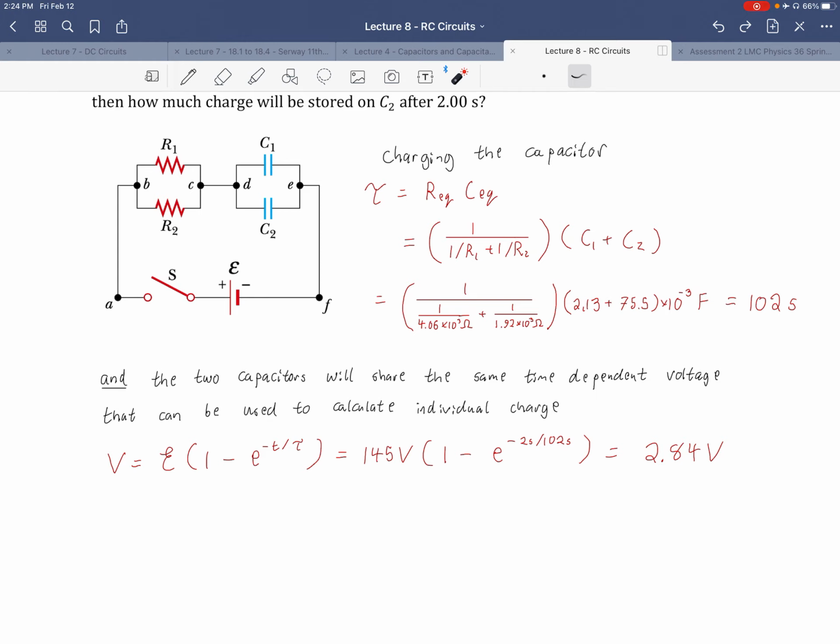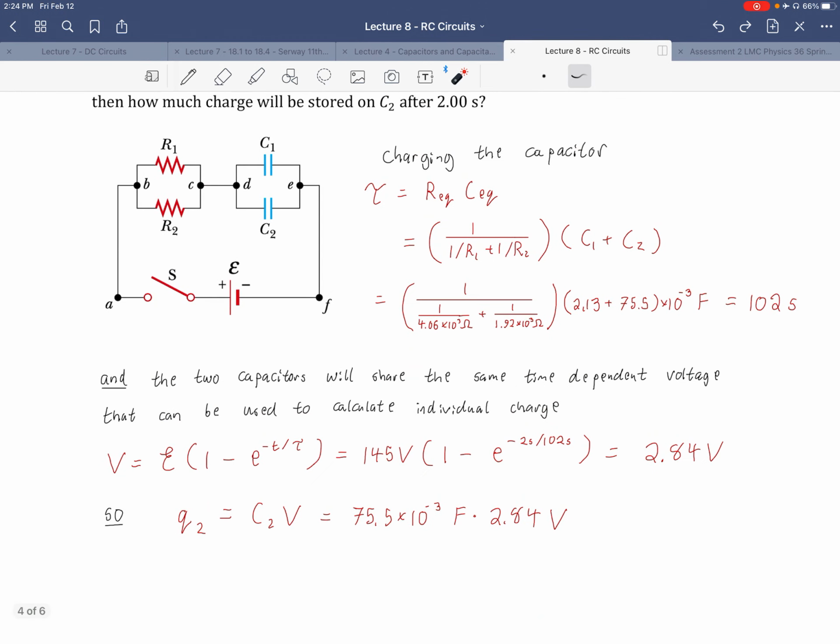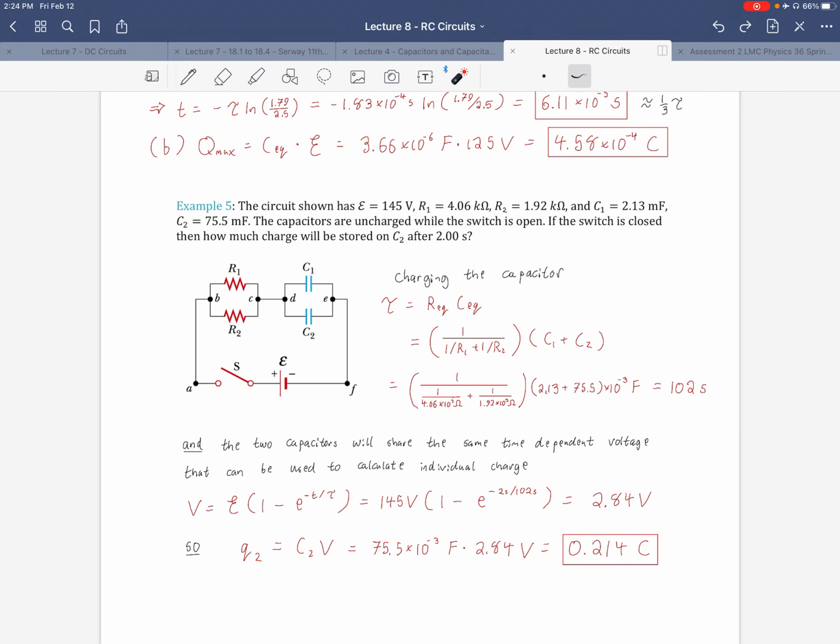Very good. And then we're going to find out how much charge is stored on capacitor 2 by multiplying its capacitance times the voltage that it shares with capacitor 1. So there is its capacitance as specified up here, 75.5 millifarads, and there is the voltage that we solved for. And then we end up with a stored charge of 0.214 coulombs. All set? That's it. Very good.